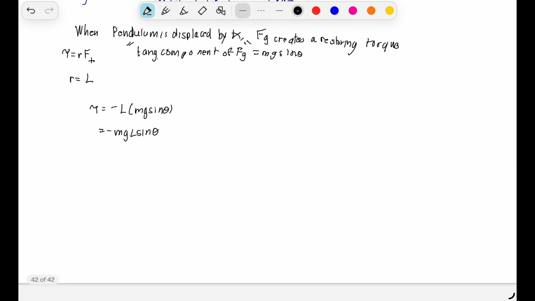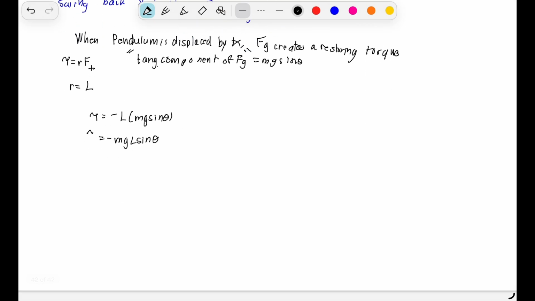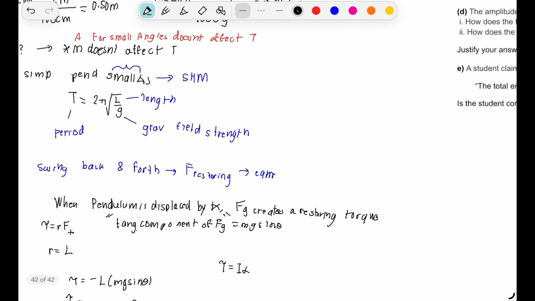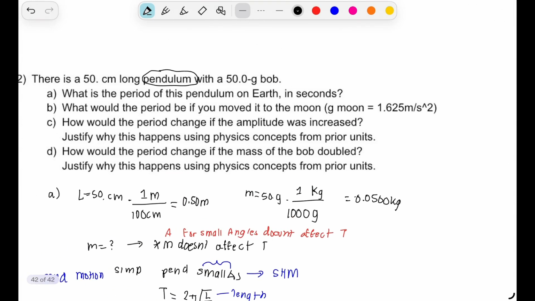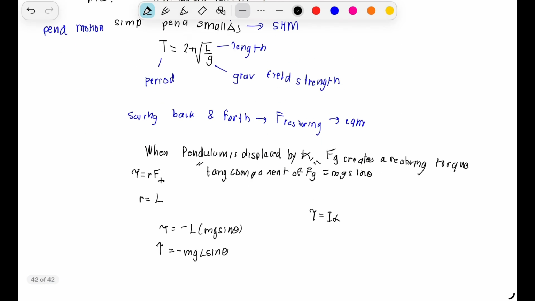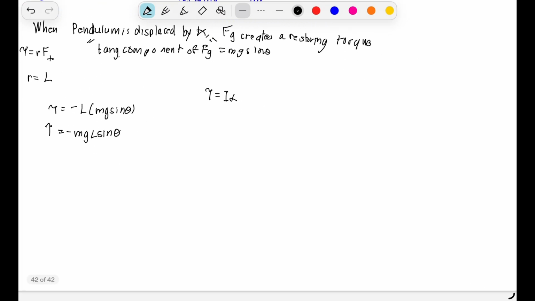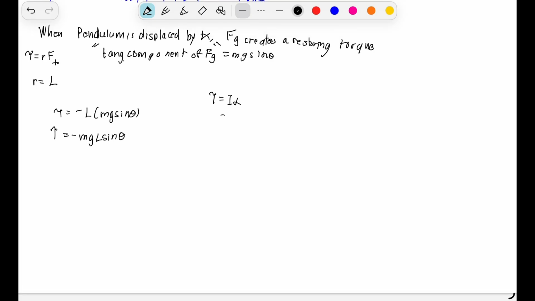Now we can use rotational Newton's second law. So our torque is equal to I alpha. Now for the pendulum bob, we're going to treat it as a point mass. And we're going to write out the equation for rotational inertia, which measures the resistance to torque for the object. So that's going to be I is equal to mr squared. But here that's I is equal to ml squared because r is equal to L.